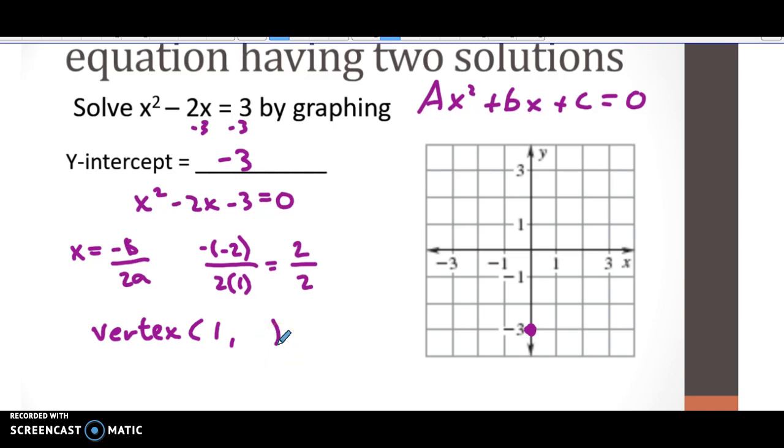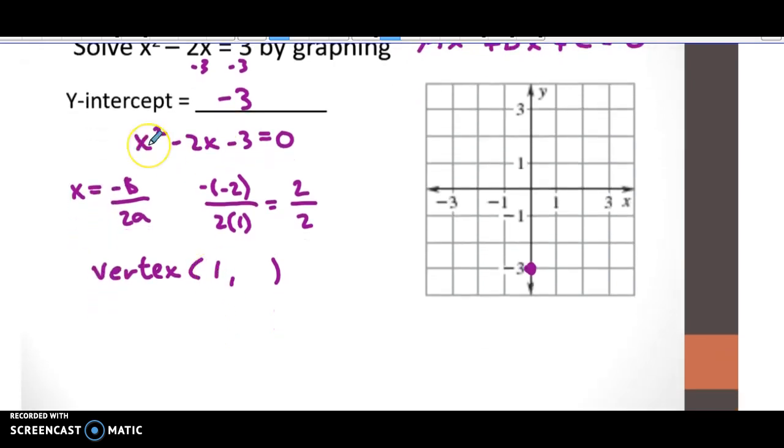So now I just need to substitute 1 back into my equation to find the y value. So if I put 1 in for x squared, that's 1. So I have 1 minus 2 minus 3. 1 minus 2 would be -1, and minus 3 is -4. So that would be the second coordinate of my vertex.